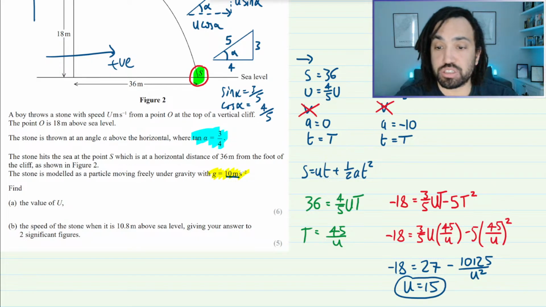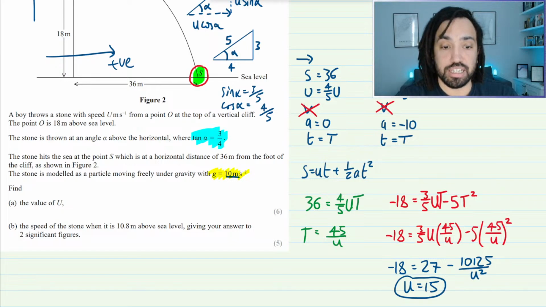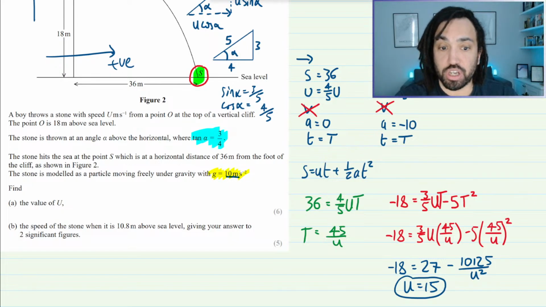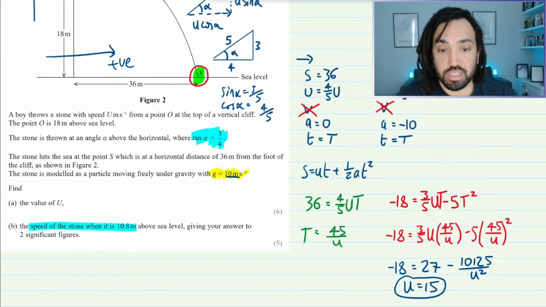And we've got that now, so let's go on to the next part. And that is to find the speed of the stone at a particular point.